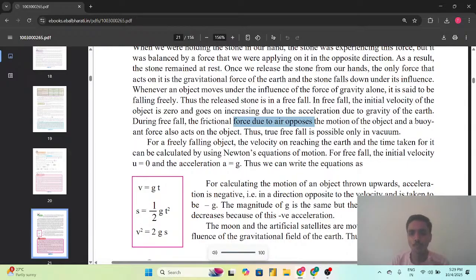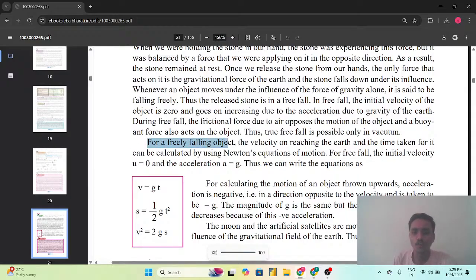So the force of buoyancy is also acting on the object, which opposes the motion of the object. Thus true free fall is only possible in a vacuum. If we release the object in a vacuum, the only force we can assume is gravity, and the object will be in true free fall, as there is no air present in that chamber which will oppose the motion of the object.